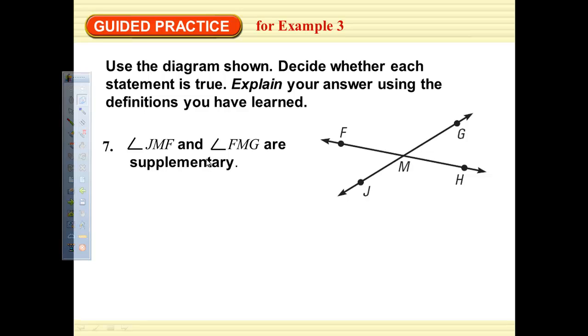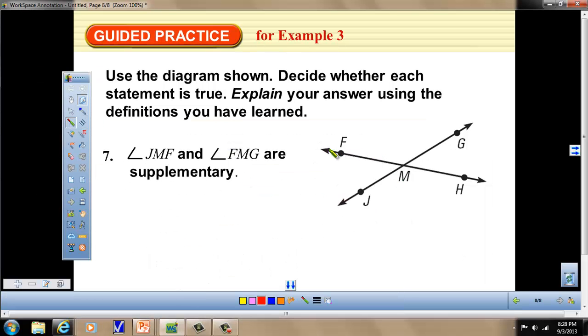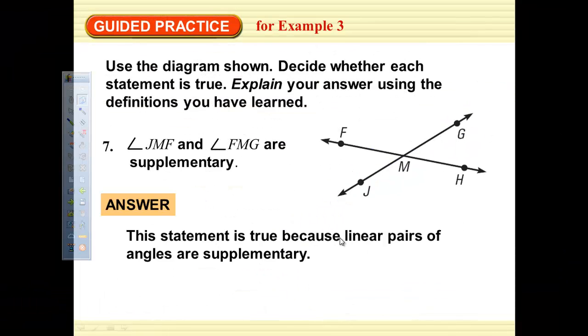For this next one, we have angle JMF and angle FMG are supplementary. Let's take a look at those two angles real quick. We've got JMF and FMG. If we look at those two angles, these two angles are supplementary because they form a linear pair. So in this case we would say the statement is true because linear pairs of angles are supplementary. Again, the definition of linear pairs.